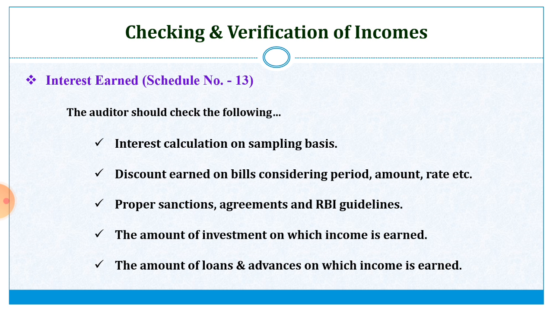After that, the auditor should check the discount earned on bills, considering period, amount, rate, etc. It means that when the drawer and drawee draw a bill and the drawer deposits the bill into the bank, at that time it is to be discounted, and the discount is an income of the bank. So the auditor should check the discount considering the bill's date, bill amount, etc.